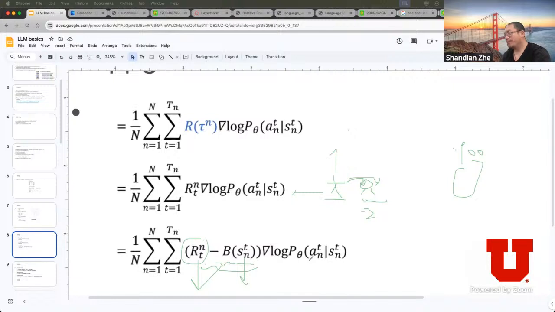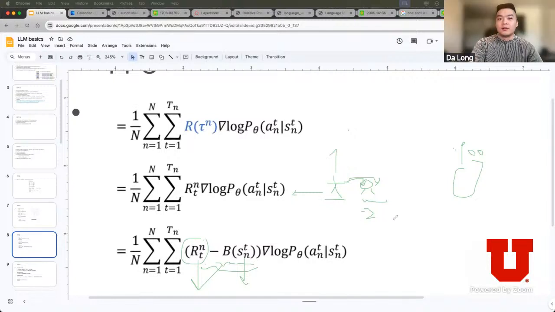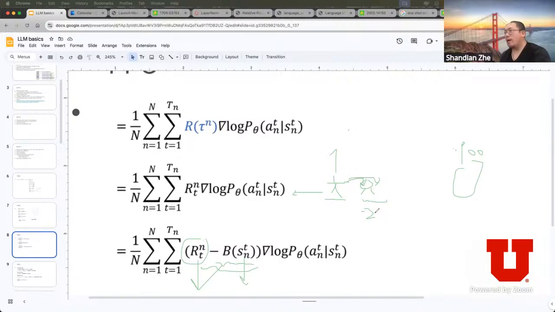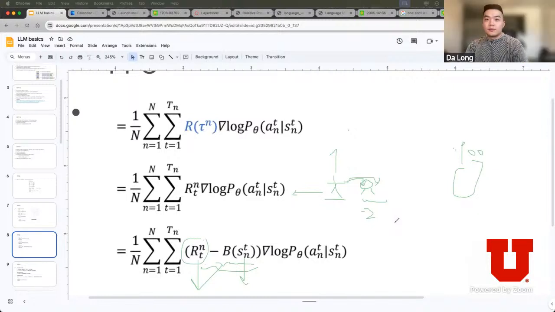Okay, and this aligns with what Zhitong said, that it reduces the variance. Yeah, I think other literature mainly expresses it in terms of how to reduce the variance. Yeah. Okay.